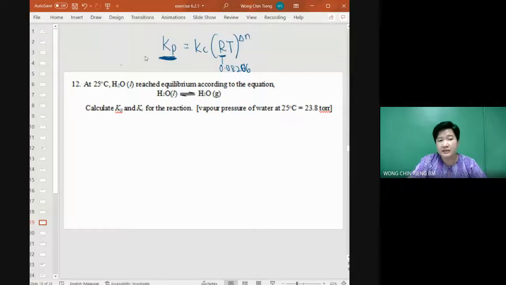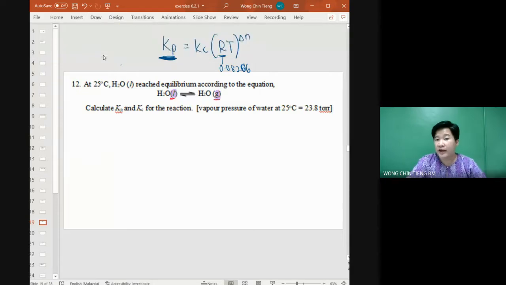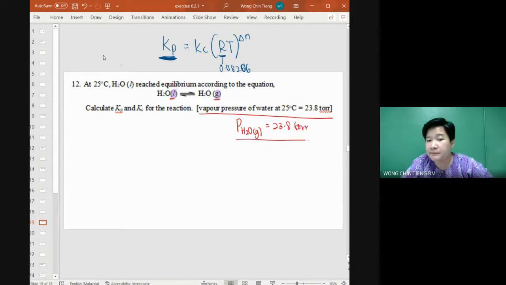Very carefully. I think the biggest problem arises because the phase is different. We have the presence of your liquid and we have the presence of your gas. And the pressure of the gas is given as a vapor pressure. Kenapa saya tahu vapor pressure of the water adalah sebenarnya partial pressure of water in gas equals to 23.8 torr. Okay, yang ni yang diberi.